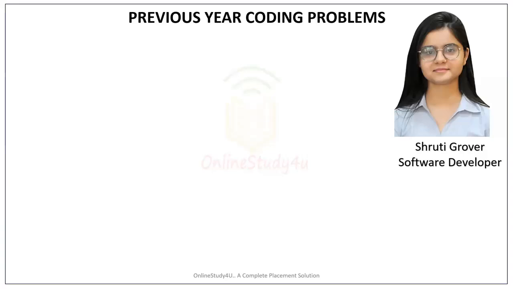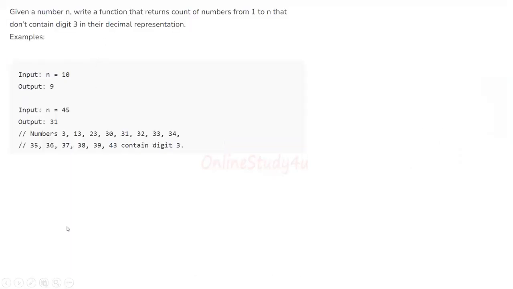Now let's move to the first problem that we have. So, in the first problem, it's given a number n. You have to write a function that returns count of numbers from 1 to n that don't contain digit 3 in their decimal representation. So, what do you have in your input?